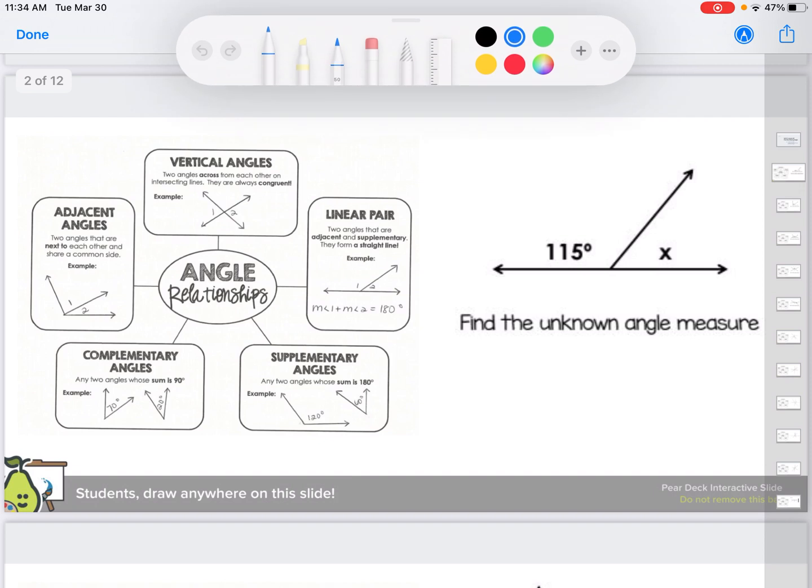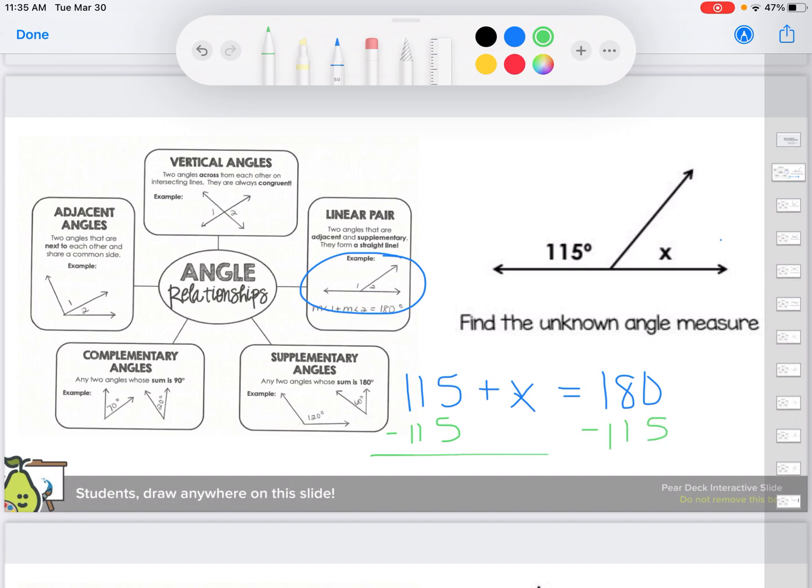So this is a linear pair, so it's going to add up to 180 degrees. So I have 115 plus x equals 180 degrees. Then I'm going to subtract 115, and I'm going to be left with 65 degrees. So x equals 65.